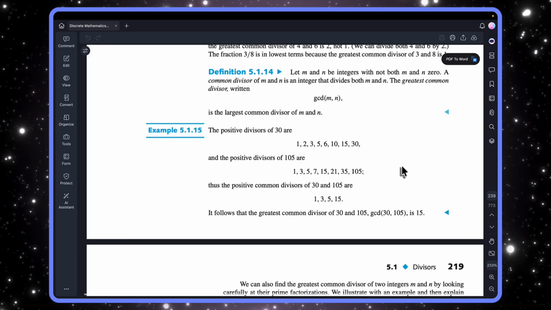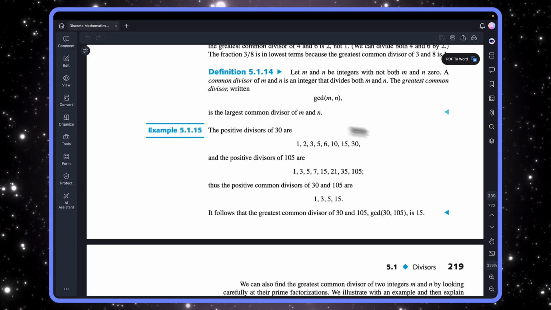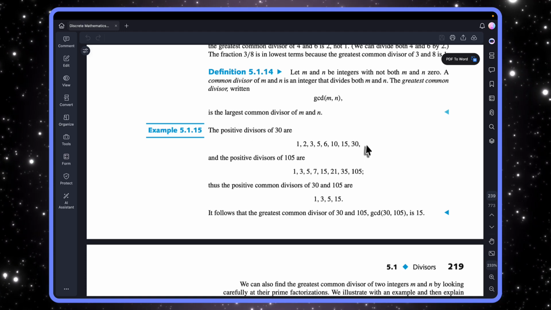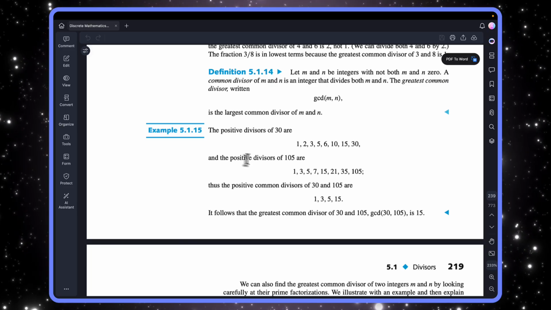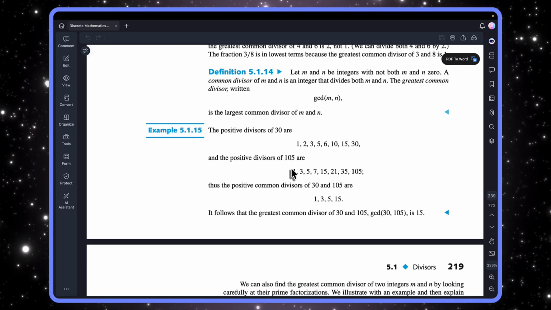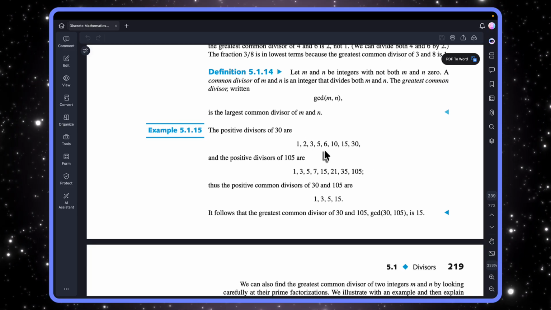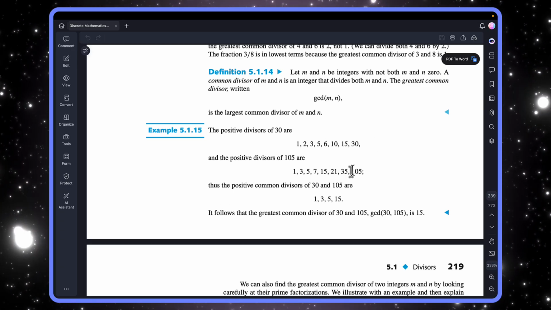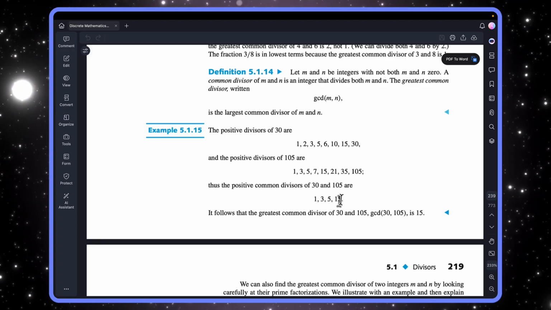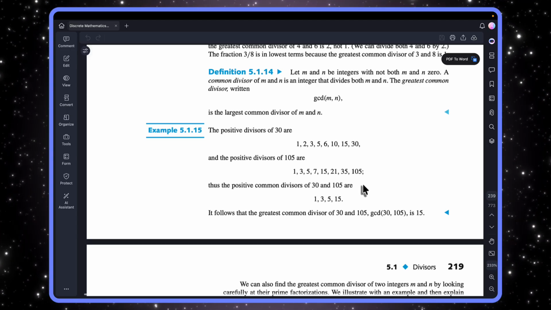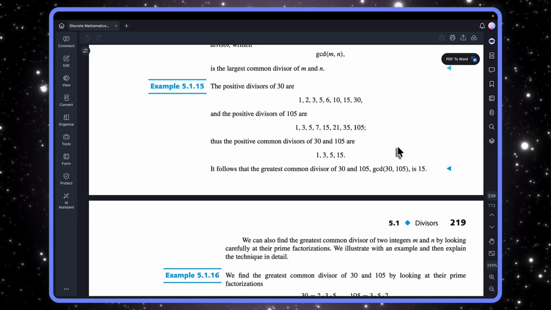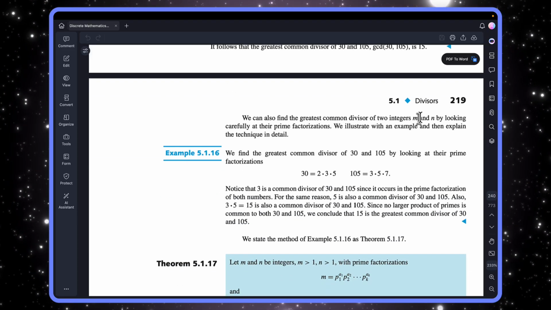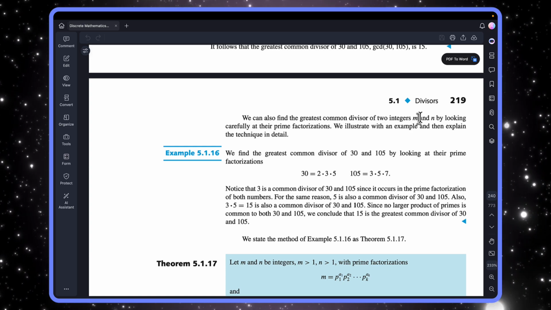So here's a little example to illustrate this. The positive divisors of 30 are, and we've just listed them here, right? And the positive divisors of 105 are, and we've listed all those. So if you look through there, what do we find? We find that the common divisors, the ones that are in common to both 30 and 105, are the numbers 1, 3, 5, and 15. Okay? So which is the greatest common divisor? Well, it's 15. It's the largest one. And so that should be somewhat familiar to you as an idea, right?